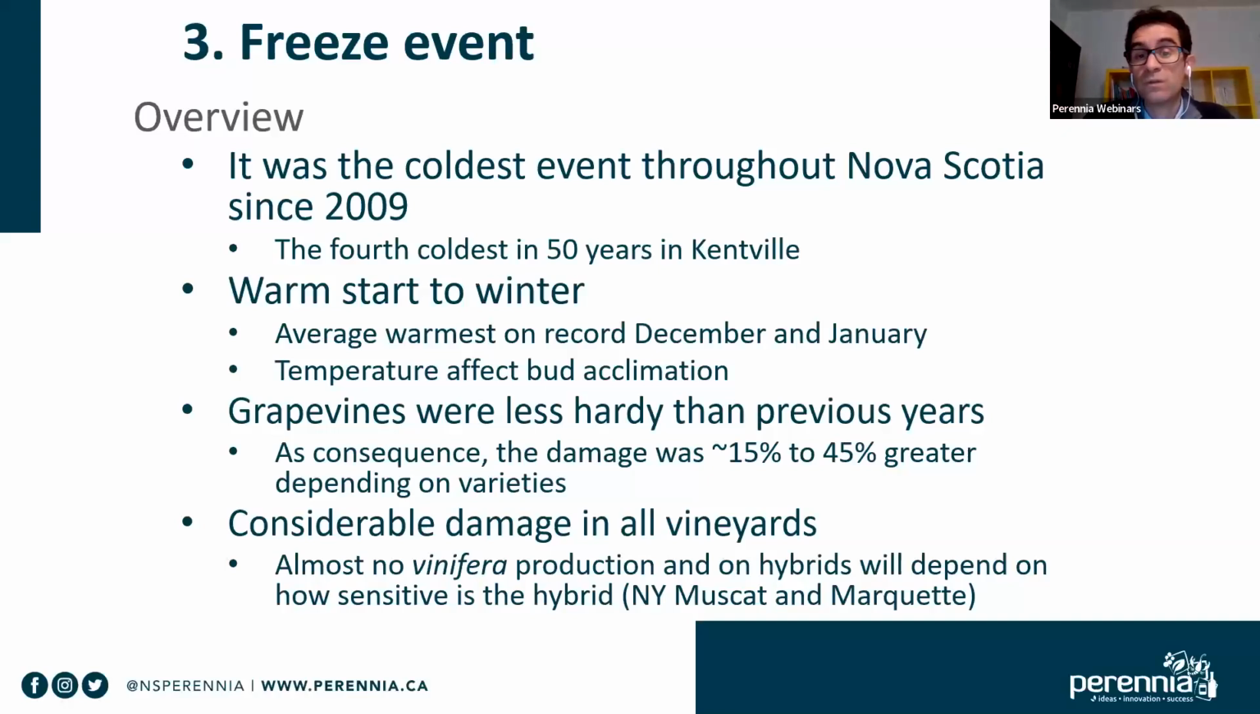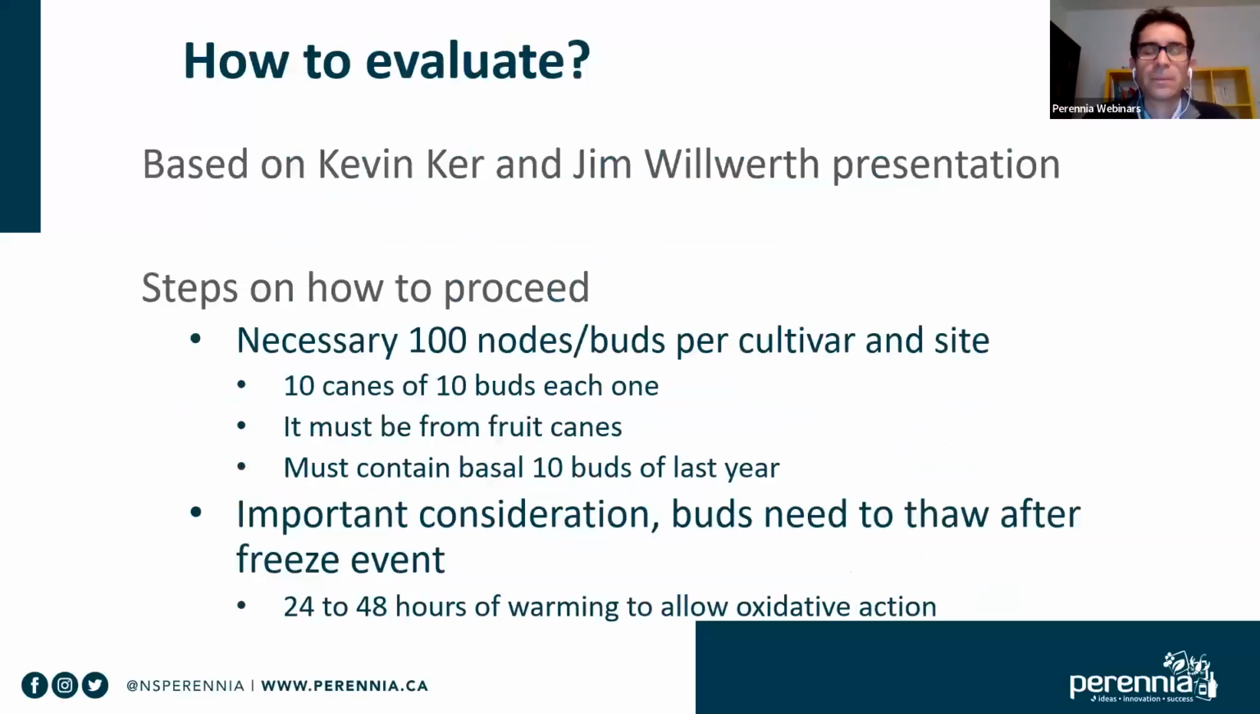So there is almost no vinifera production currently. And on hybrids, it will depend on how sensitive the hybrid is. For example, New York Muscat, one of the most sensitive, it can be almost 0. On the other hand there is Marquette, which is much more hardy and can resist it.